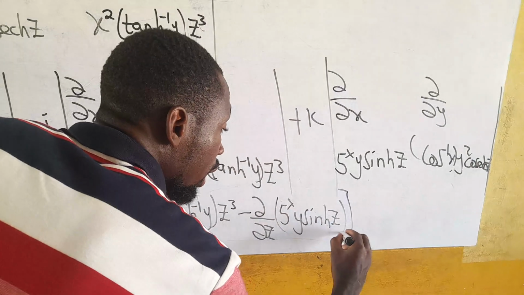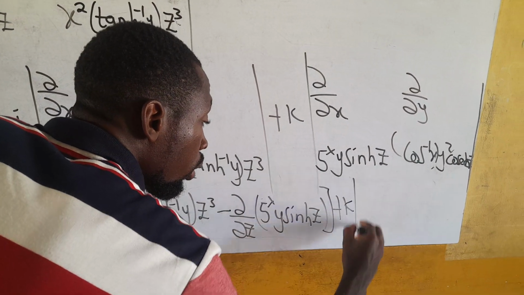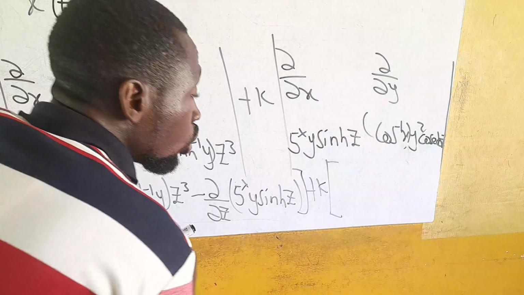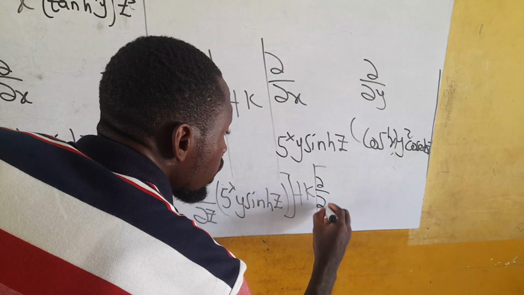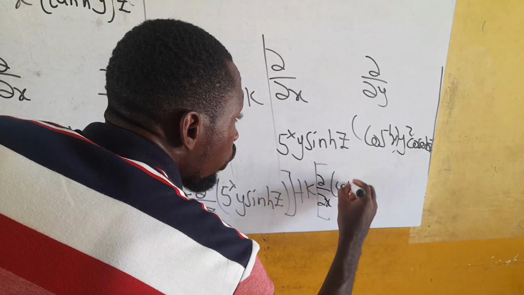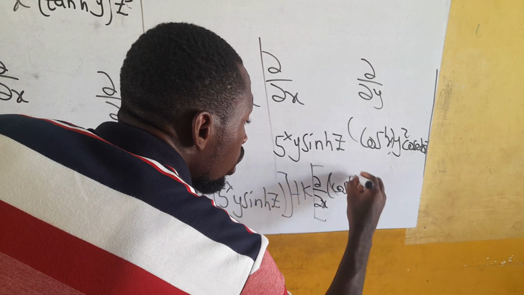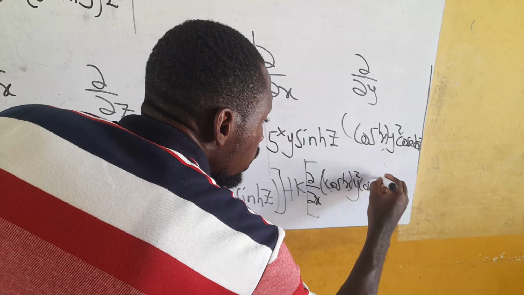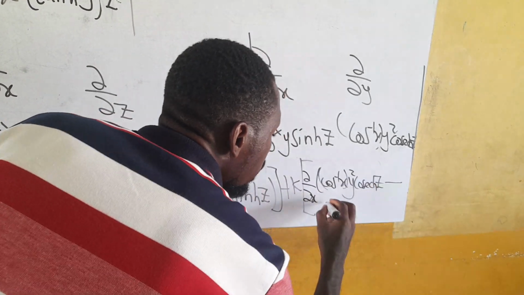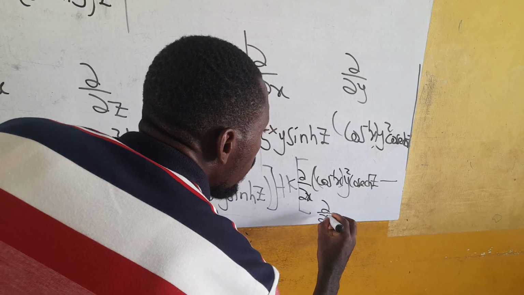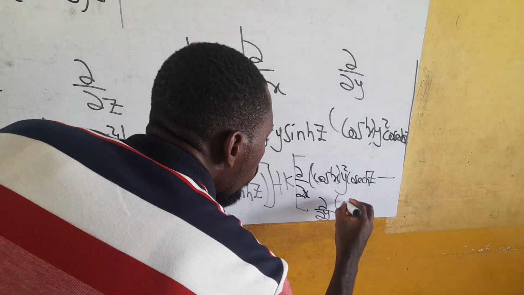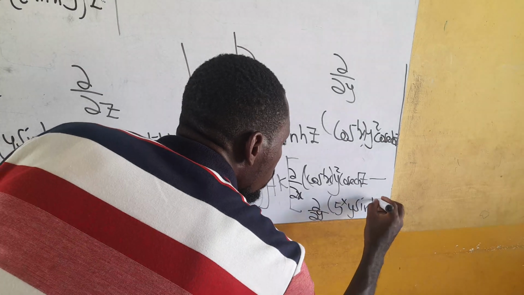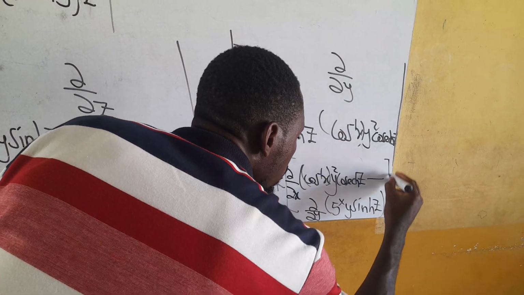Then plus our k, del over del x times that. So del over del x of cos inverse of x, y squared cosec z, then minus del over del y of 5 exponent xy, then shin z. I hope you get that.